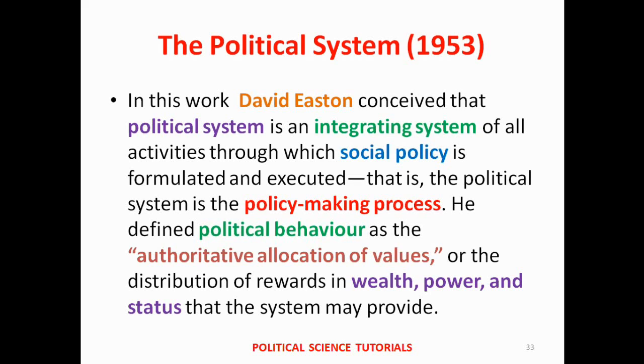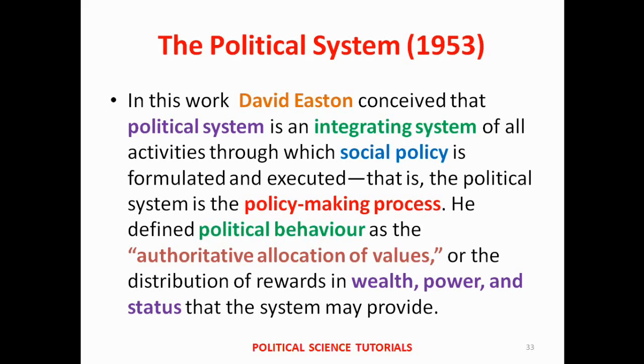We will try to understand Easton's theory, his concept about system, characteristics of the systems analysis approach, and his presentation of the dynamic model through the central idea of his two books. Those are The Political System, published in the year 1953. Second book is A System Analysis of Political Life, published in the year 1965. In his book The Political System, he assumed the political system as the policy making process. Repeating again, he conceived political system as a policy making process.